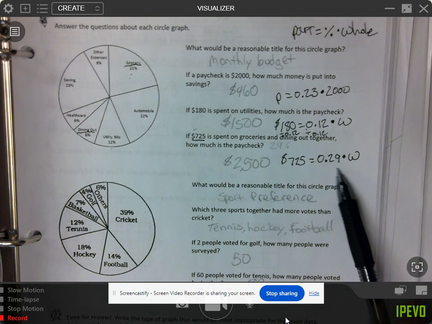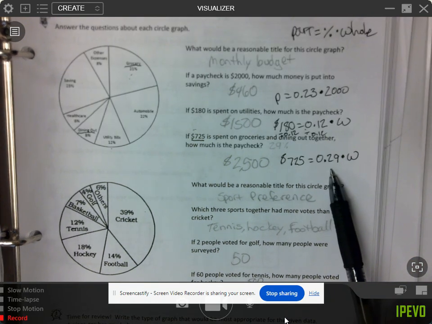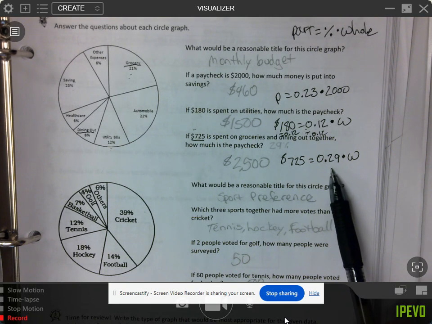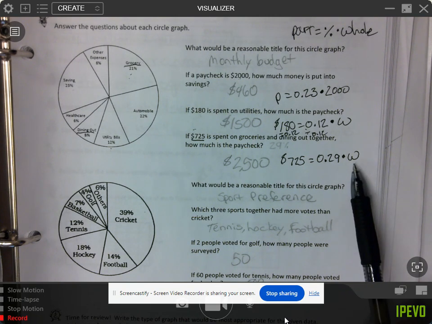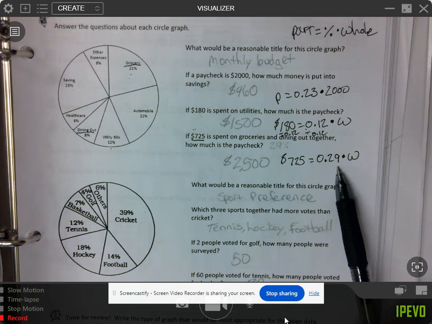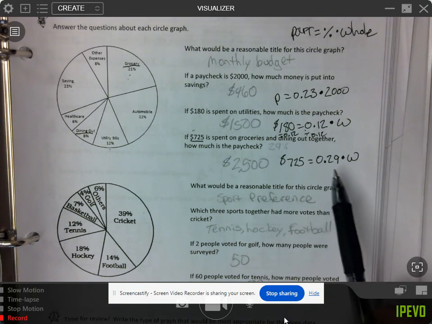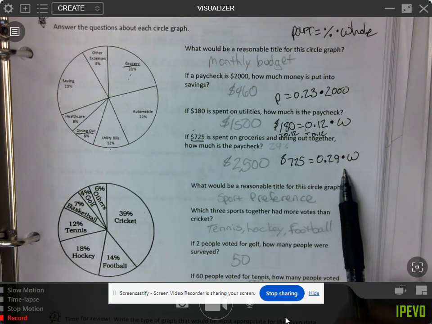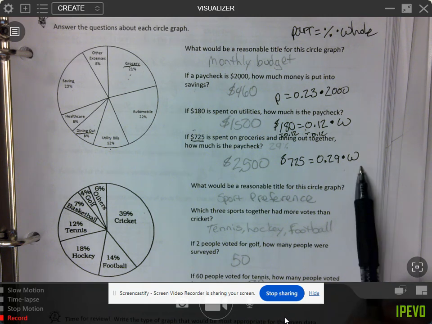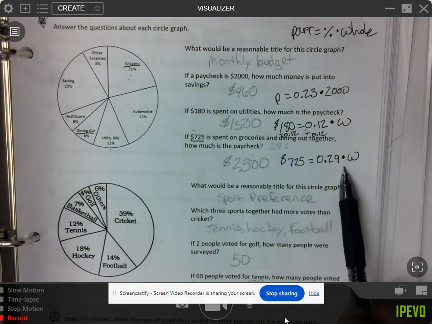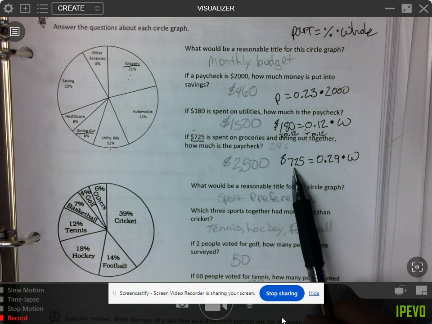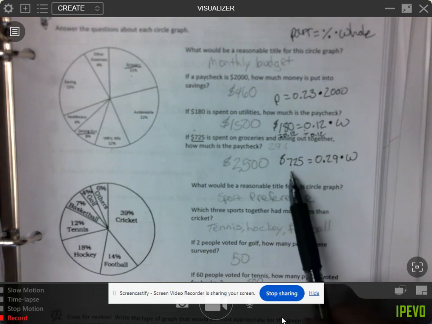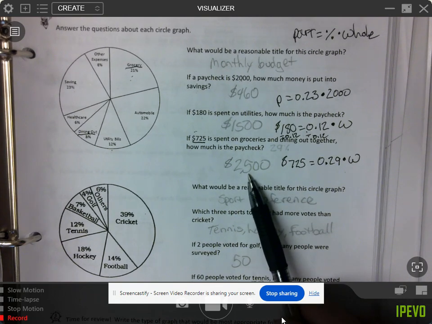So what do I have to do with that 0.29? I want the whole by itself. What's my opposite operation that I have to do? Marina, what would be the opposite operation that I have to do? Yeah, because I was multiplying. So now I need to divide by that 0.29. So 725 divided by our 0.29 gets me 2,500.